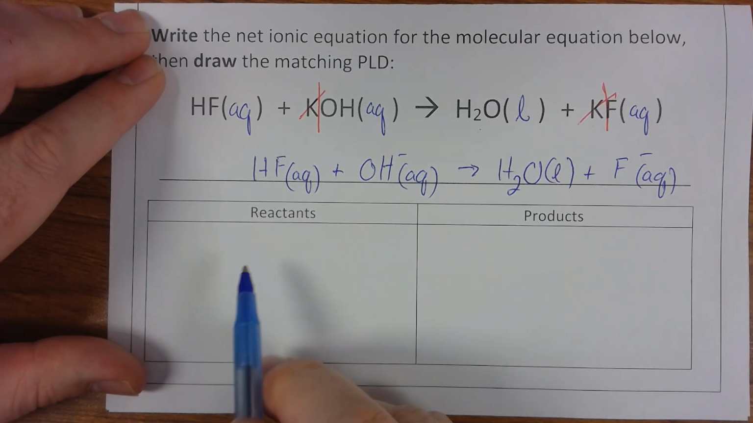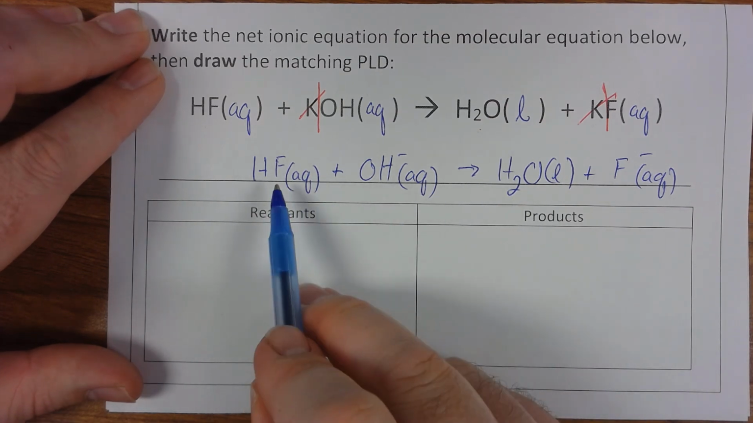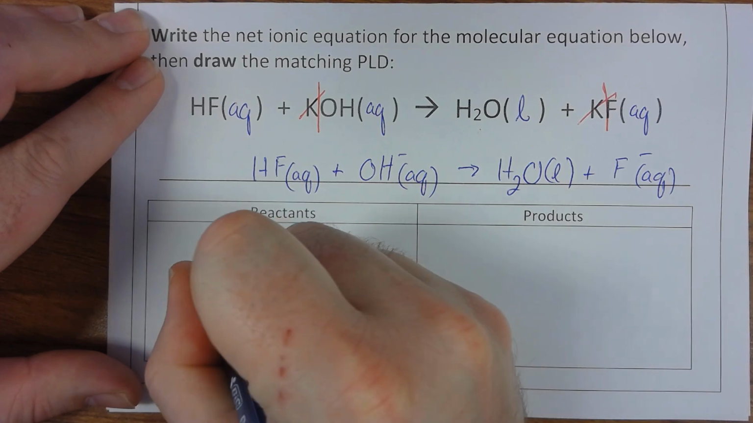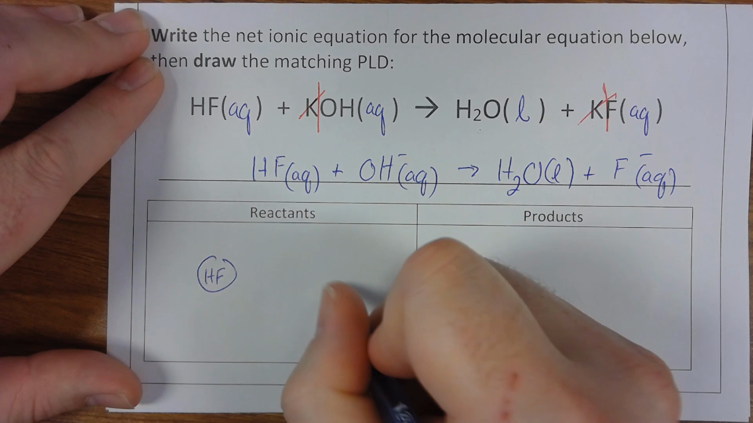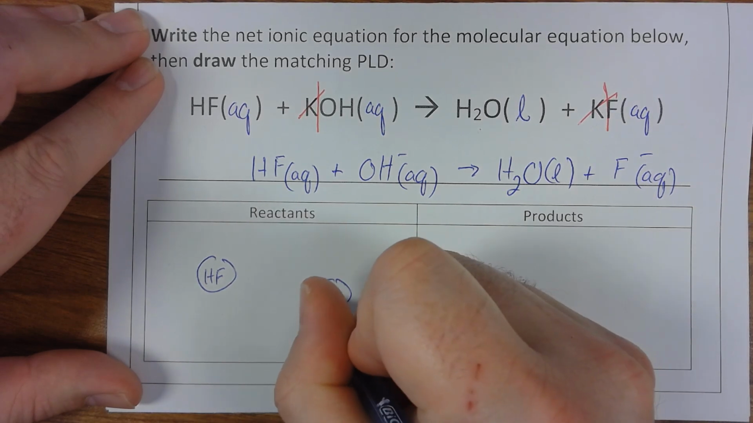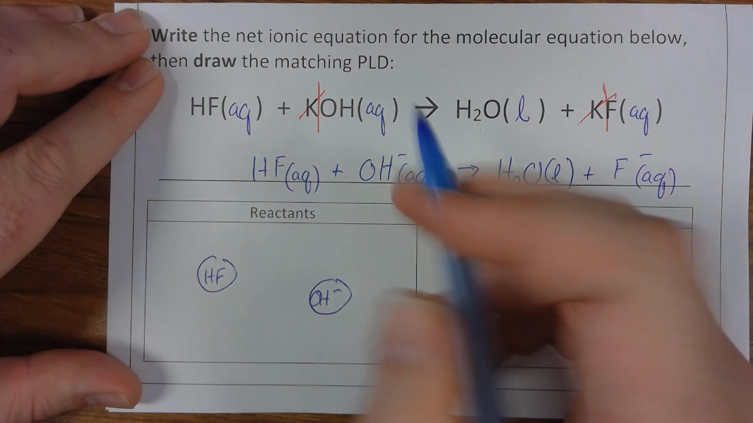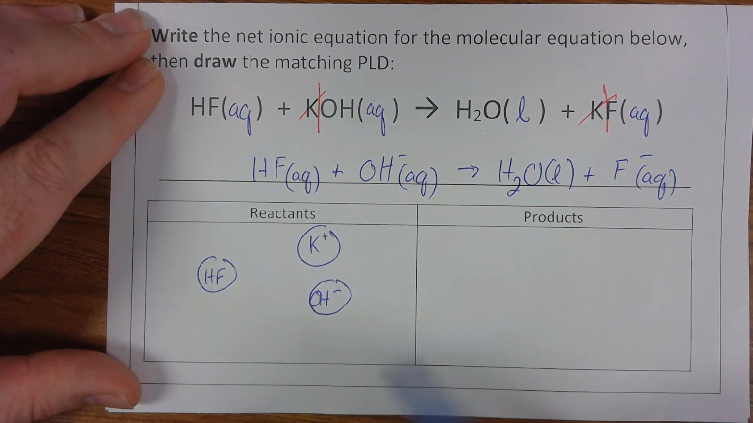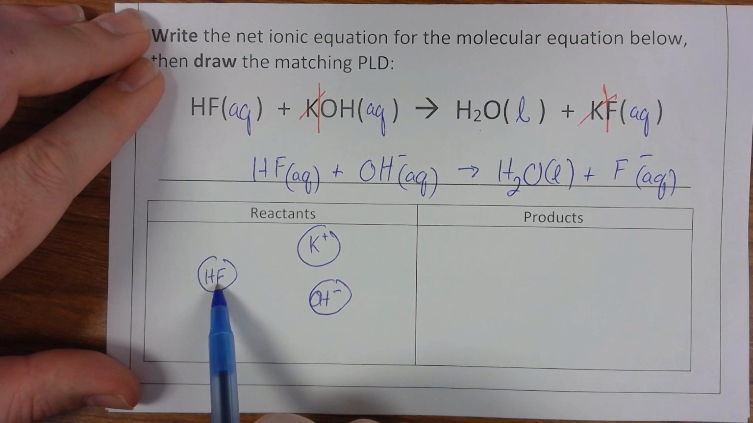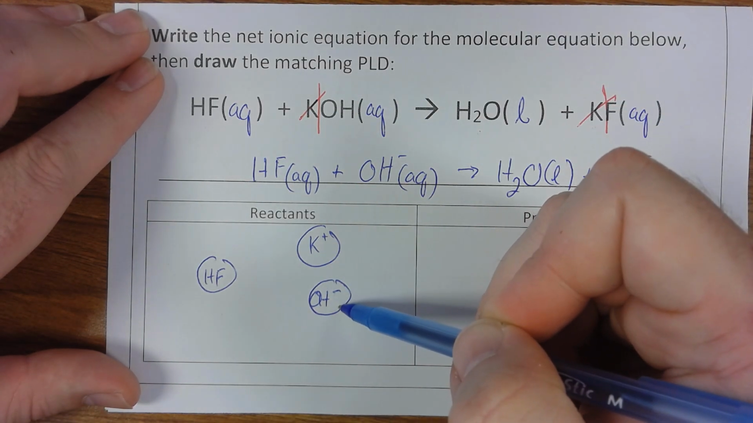So, if you were asked to draw this, well, first things first, you would show the HF coming in as one particle. You would show the OH as a particle in here. OH minus, just like that. And then you would show the K's just floating around by themselves. Because they're spectators, they're not reacting with anything. So you have an HF, which is not dissociated, and then you have the K and the OH being shown as dissociated from each other.